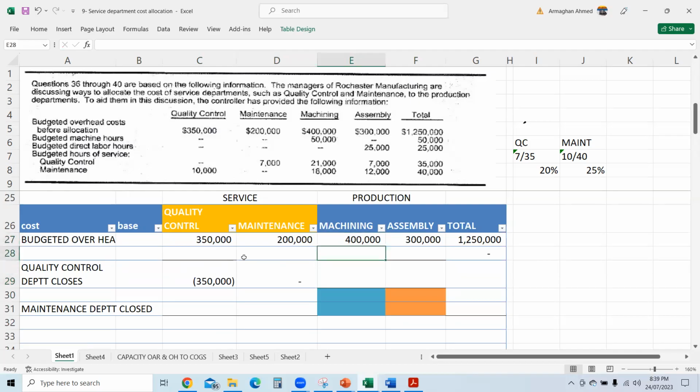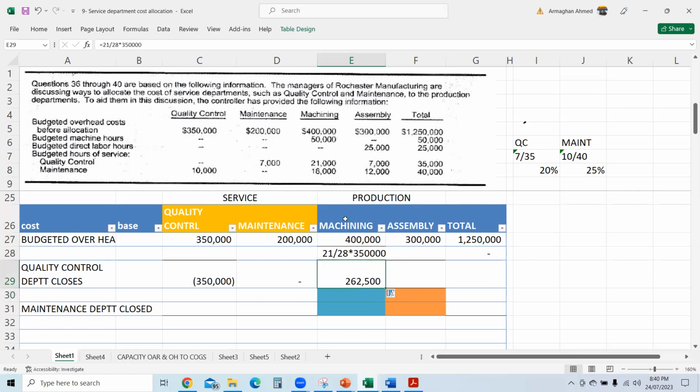I told you already that we will allocate to machining 21 out of a total of 28, machining and assembly. Here I am showing how it works: 21,000 divided by 28,000. Skipping all three zeros, 21 divided by 28 multiplied by the cost of quality control, 350,000. This is what we are going to allocate. Let me put equals to find the final value: 262,500.